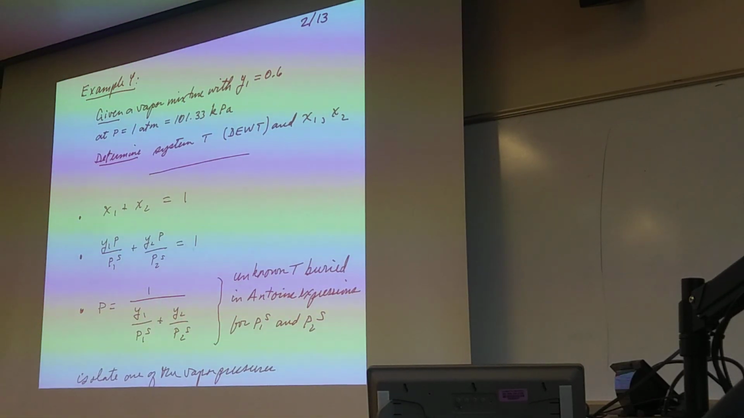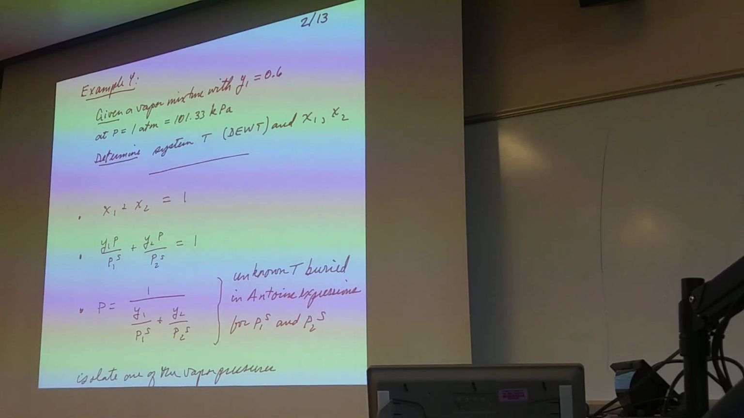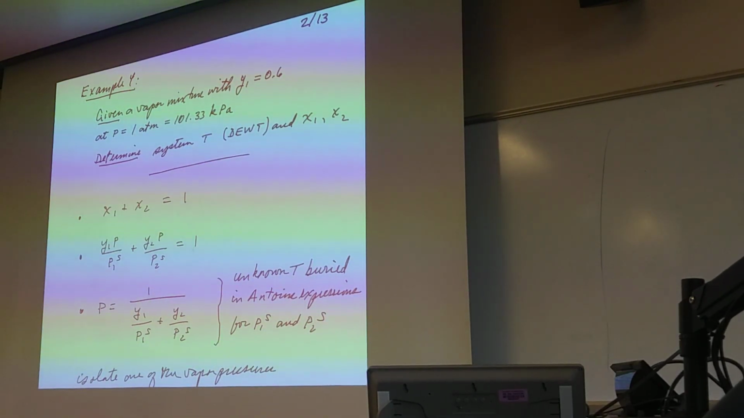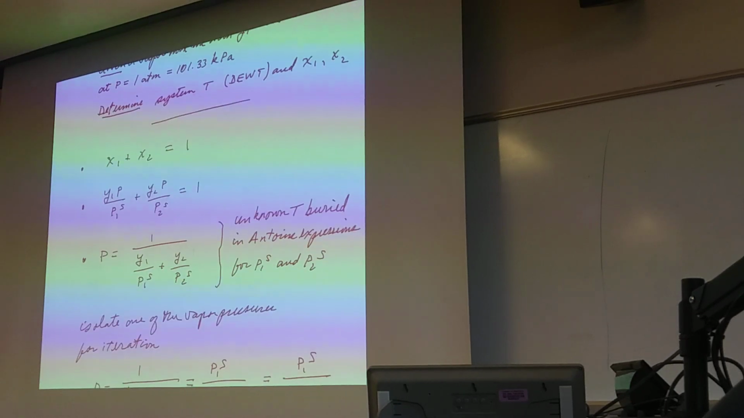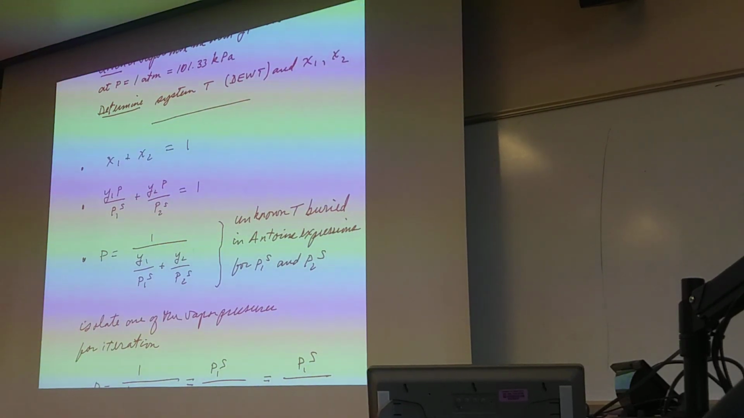That's fine. And we're given that the pressure is 1 atmosphere, and we want to determine the system temperature, which will be our dew point temperature in this case, since we're talking about vapor phase properties and dew points, and the liquid phase compositions here, X1 and X2. So we start out in a systematic way by writing the sum of the mole fractions in the system of unknown composition equal to 1.